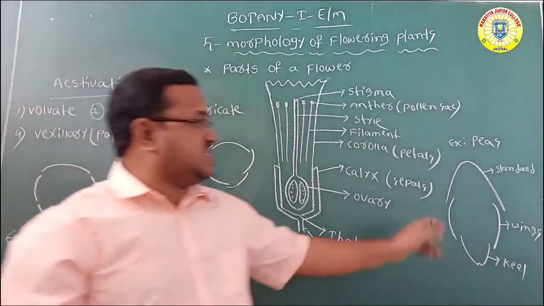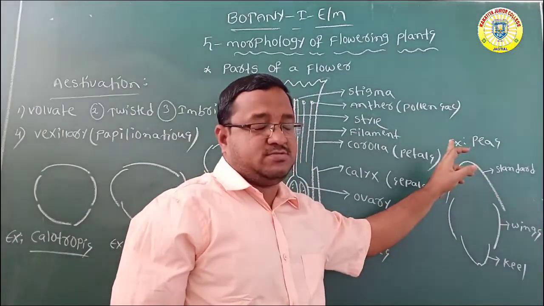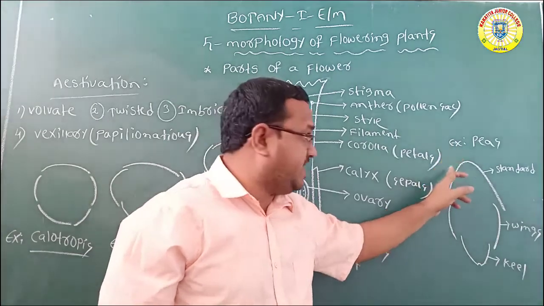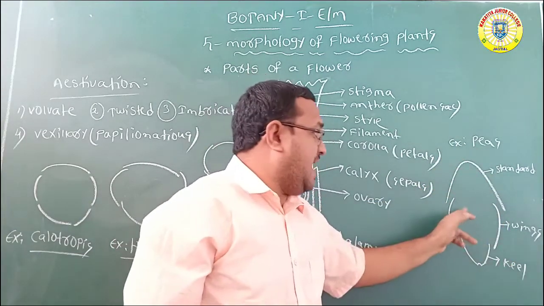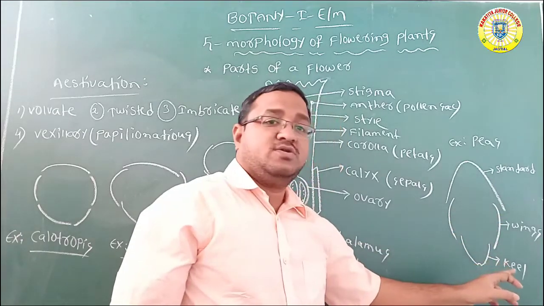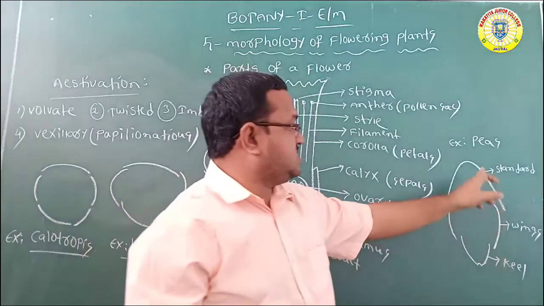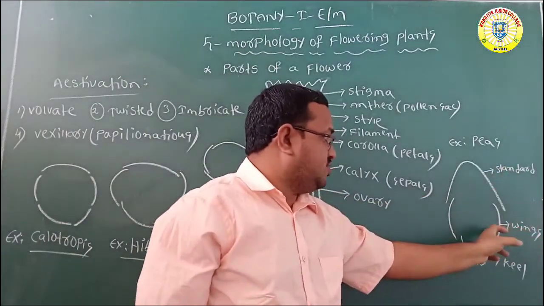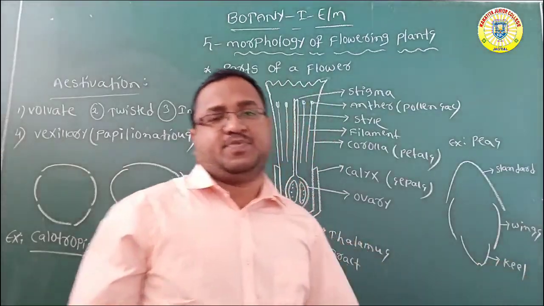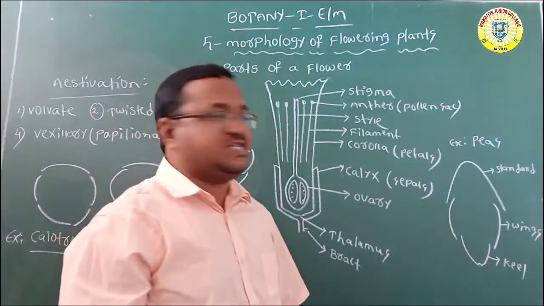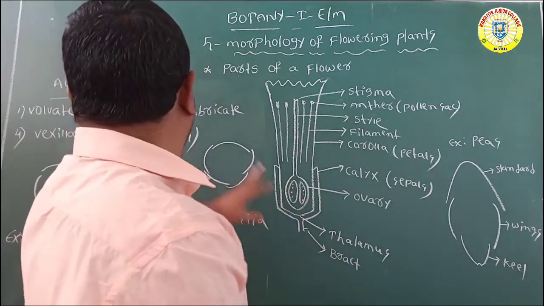So the largest one overlaps the 2 lateral petals. These 2 lateral petals again overlap the 2 smallest petals. The largest petal is called standard, the 2 lateral are called wings, and the 2 smaller ones are called keel. So this type of aestivation is called papilionaceous or vexillary aestivation.